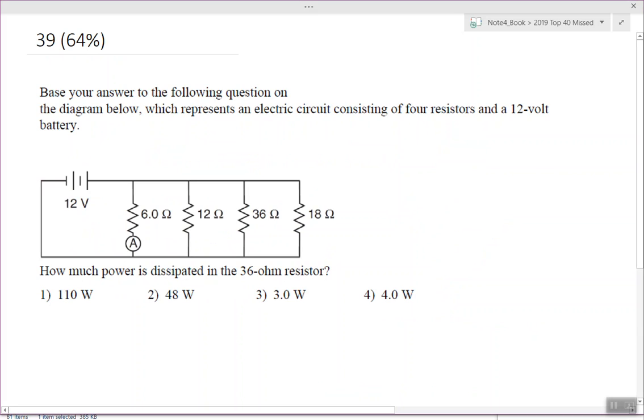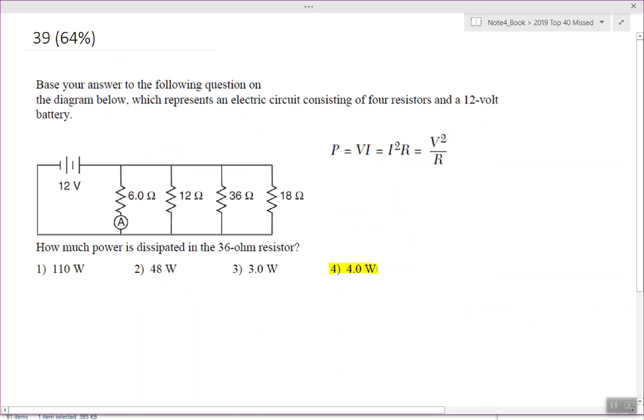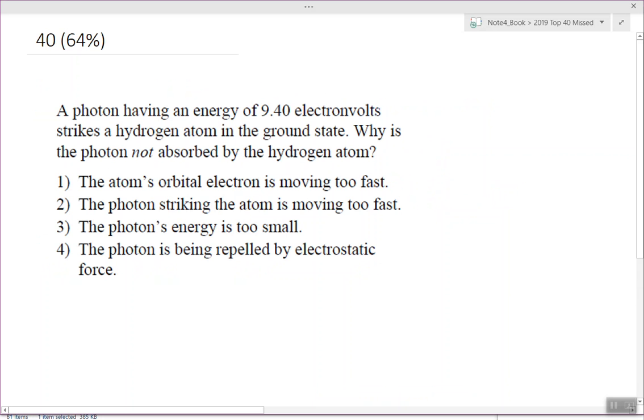39. 4. P is V squared over R. All of these see the same voltage, 12 volts. Power dissipated in the 36 ohm resistor is just going to be 12 volts squared divided by 36 ohms, which is going to give us 4 watts, which is our answer.